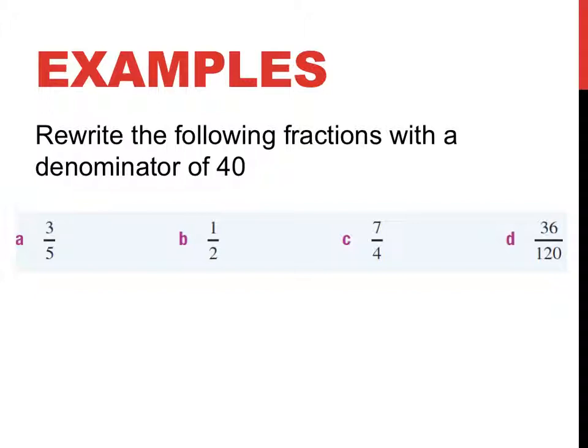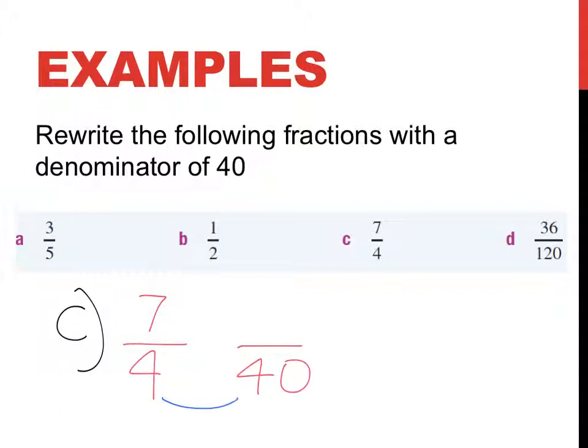Okay, let's have a look at C. I've got 7 over 4. Okay. And I need to have a denominator of 40. I ask myself, what have I multiplied 4 by to get 40? Well, 10. If I multiply the bottom by 10, I have to multiply the top by 10. And I get an answer of 70 over 40.